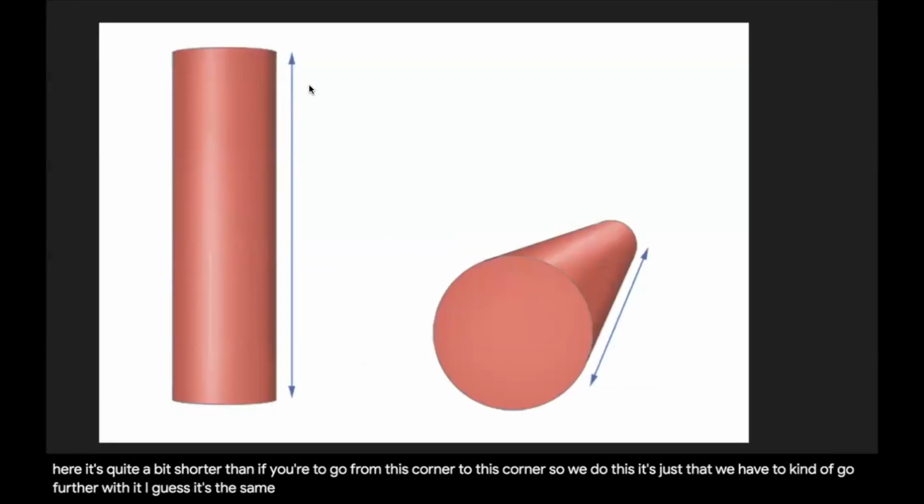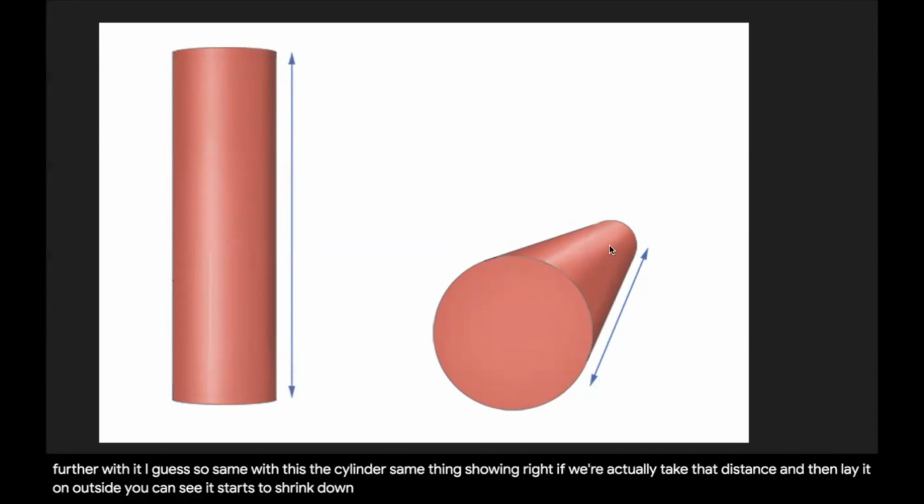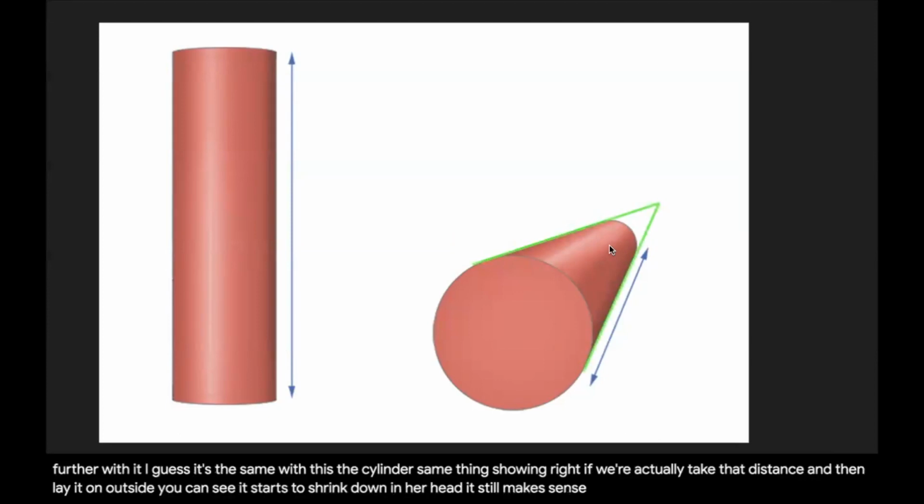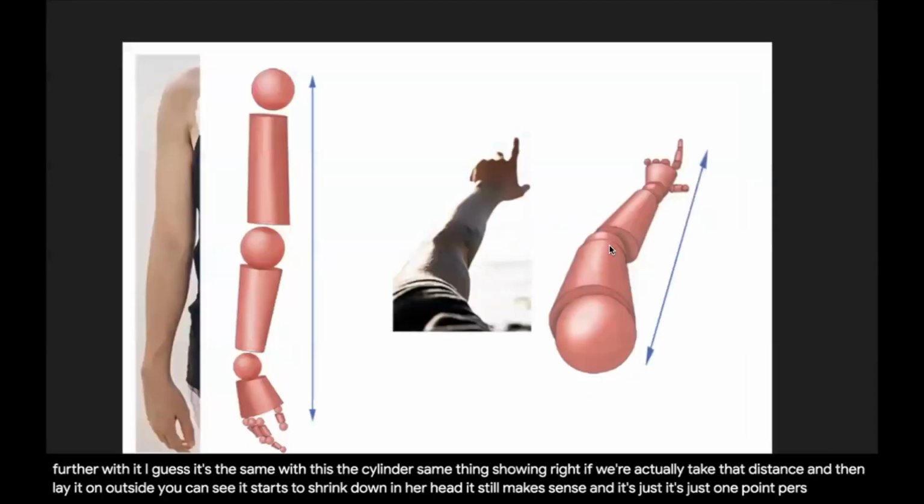So same with the cylinder, same thing showing, right? If we were to actually take that distance and then lay it on its side, you can see it starts to shrink down. In our head, it still makes sense. And it's just one point perspective.